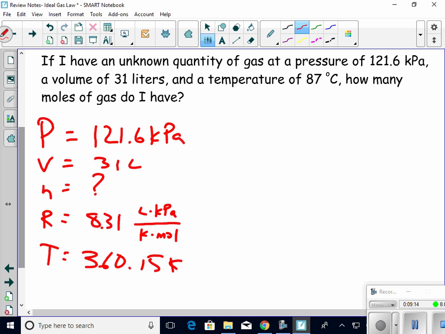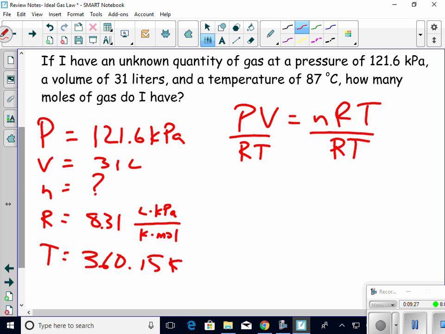Now, once again, PV equals nRT. What am I solving for? N. So I divide both sides by RT. This cancels. So N is equal to PV over RT. Well, what is P? 121.6 kPa. What's V? 31.